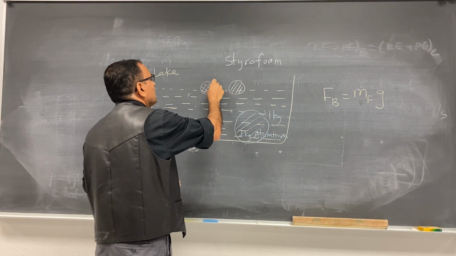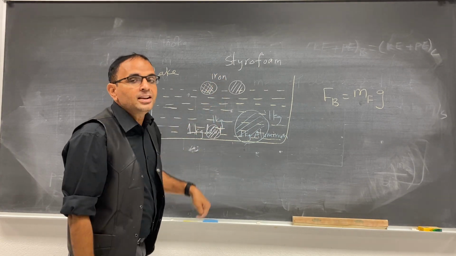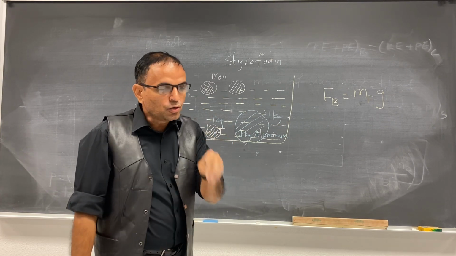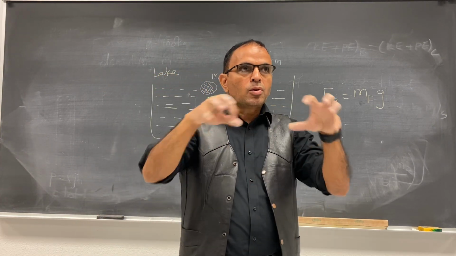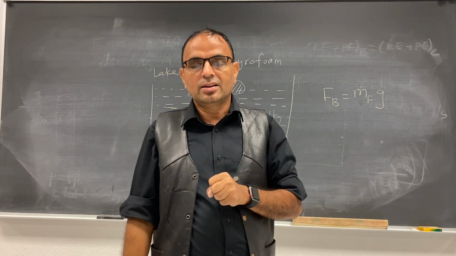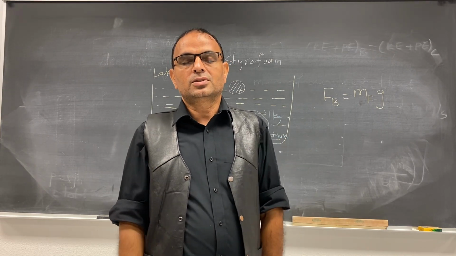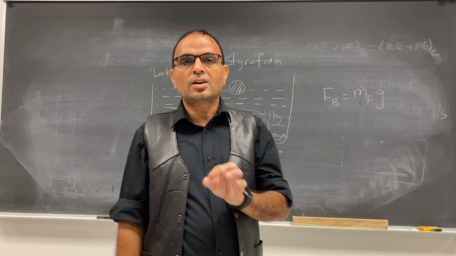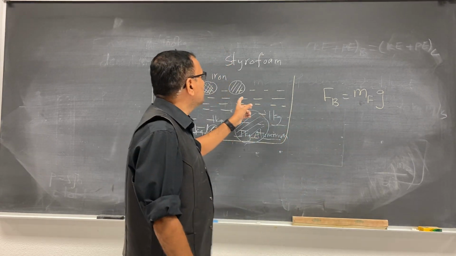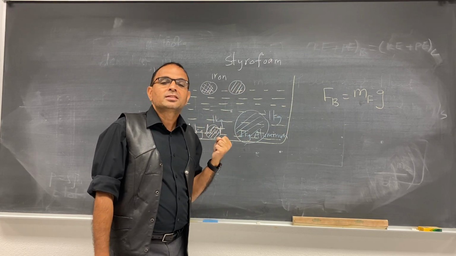Let us consider this is iron. Then what happened? If you drop the iron from here, what happened? Iron sinks, because its density is more. Iron sinks to the bottom of the lake. Styrofoam is on the top. That means styrofoam is floating. Which object experienced the bigger force, styrofoam or iron? Iron is inside the water. Styrofoam is partially inside the water. It is floating. So which object experienced the bigger buoyant force?